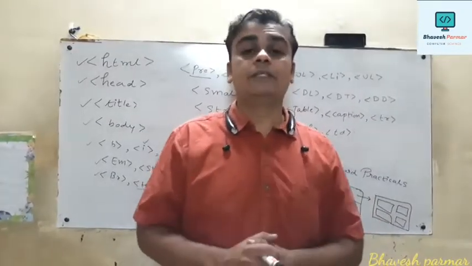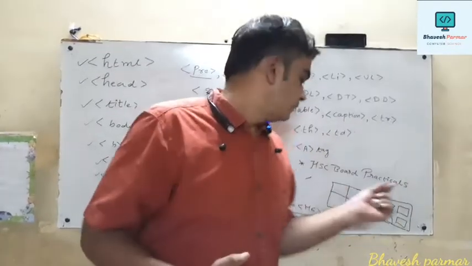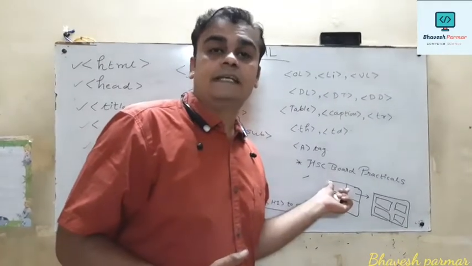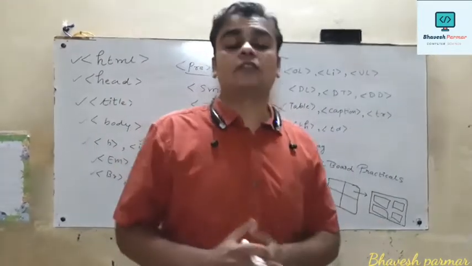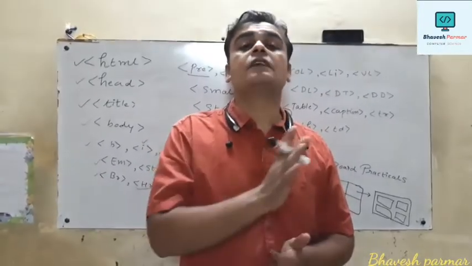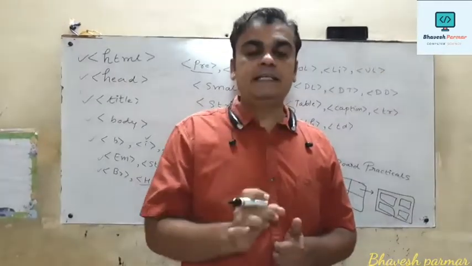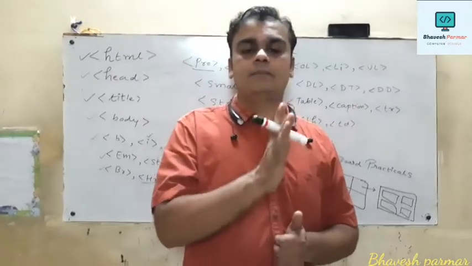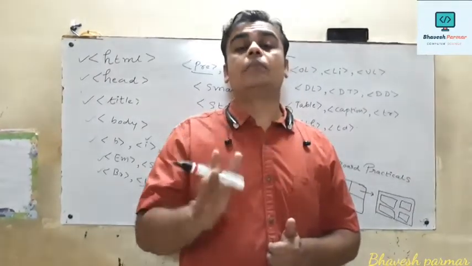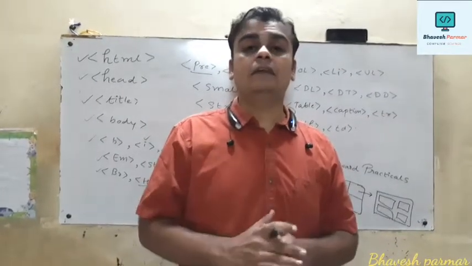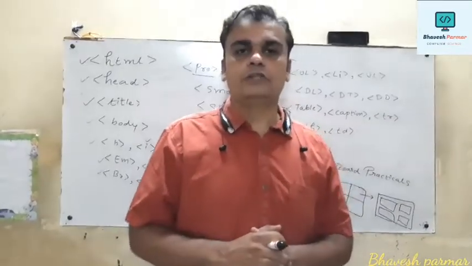Then the next attribute is cellpadding. Cellpadding is what? If we change the size of the actual cell, or if we increase the size of the actual cell, in that case we use cellpadding attribute. So what does cellpadding attribute actually do? It increases the space between the text and the border of the cell. Means from both sides it will increase the width of your cell, in short.